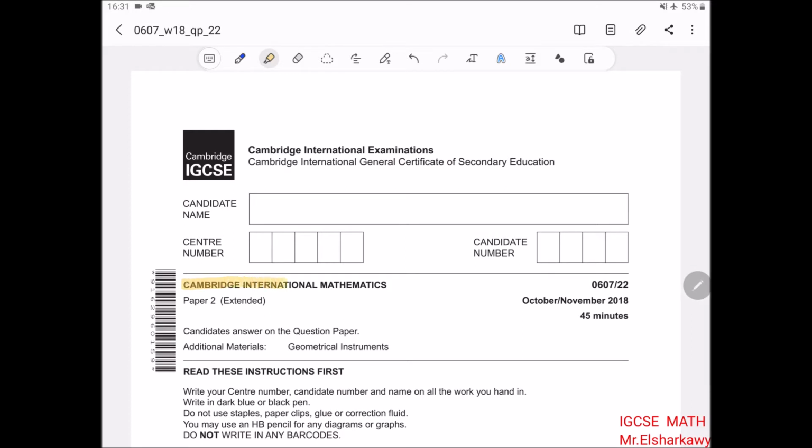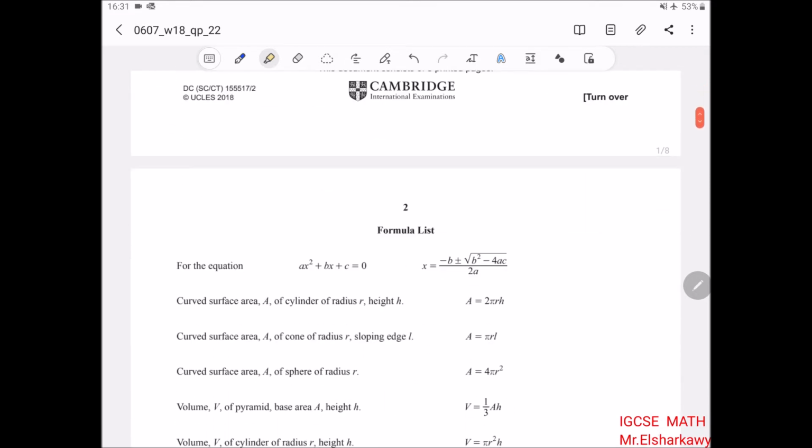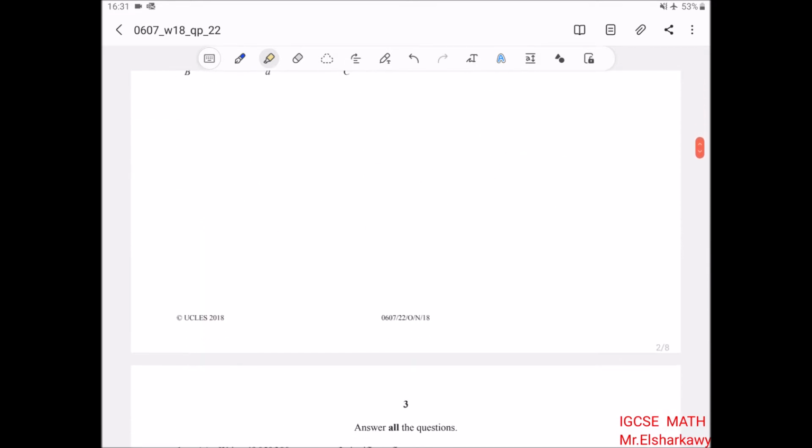This is Cambridge International Mathematics, Paper 2 Extended, 0607/22, October-November 2018. This is the formula list.